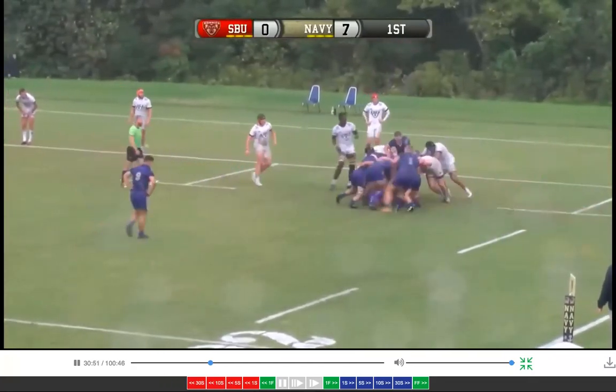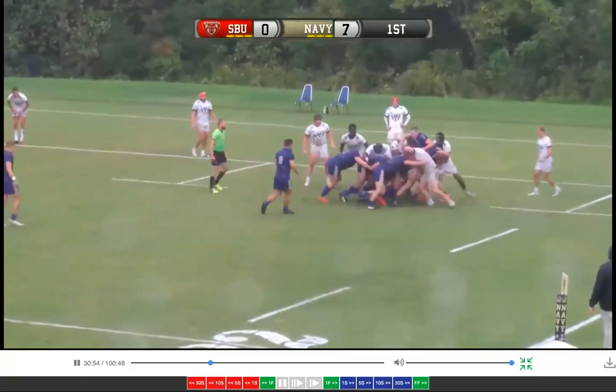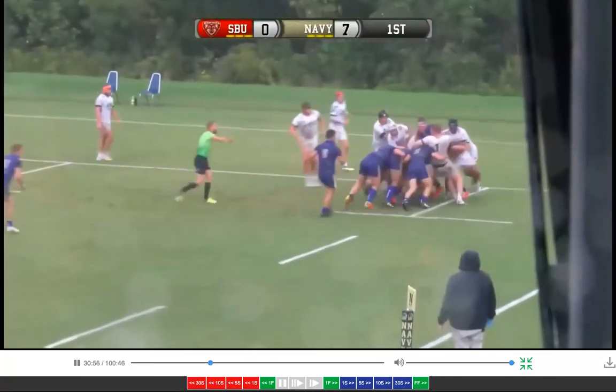Line out throw is good. Maul is formed. Navy's driving. They're on the move.